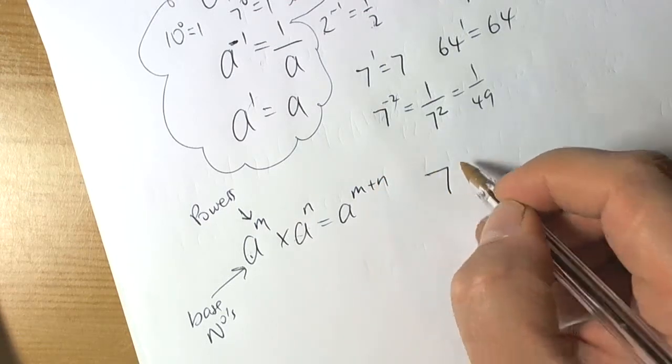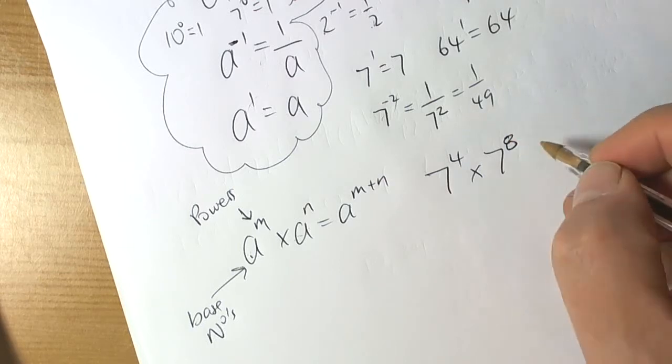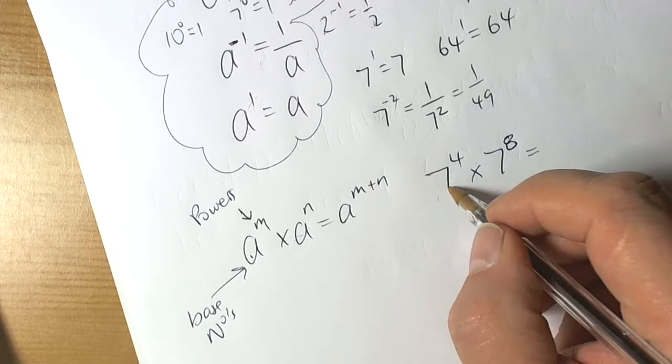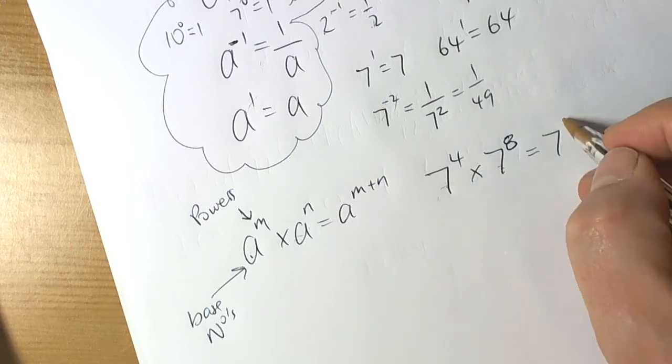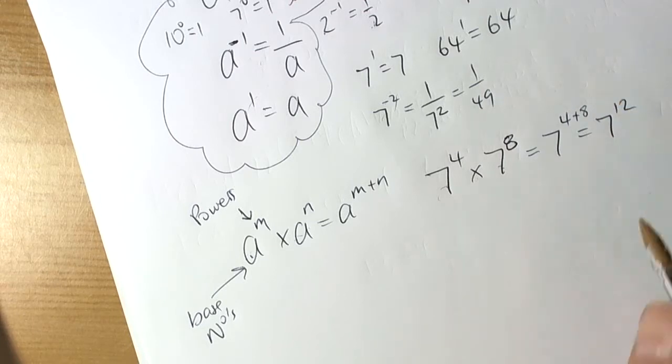So basically, if I've got something like 7 to the power of 4 times 7 to the power of 8, then because they're both powers of 7, I can rewrite it as 7 to the power of 4 plus 8, which will give me 7 to the power of 12.